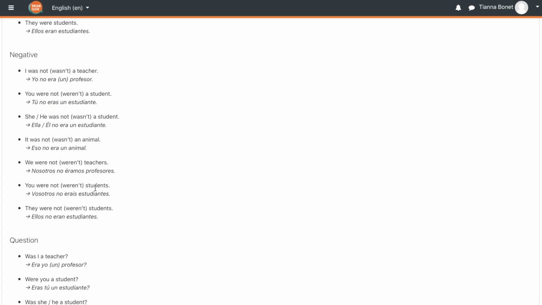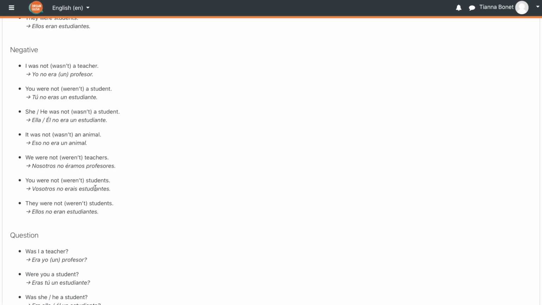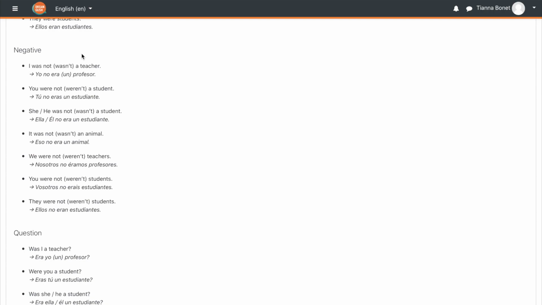Now let's look at a negative sentence. Again, you need to make sure you have the word not in the sentence. So, I was not or wasn't a teacher. You were not, weren't a student. She or he was not, wasn't a student. It was not an animal, or it wasn't an animal. We were not, weren't teachers. You were not, weren't students. They were not, weren't students.